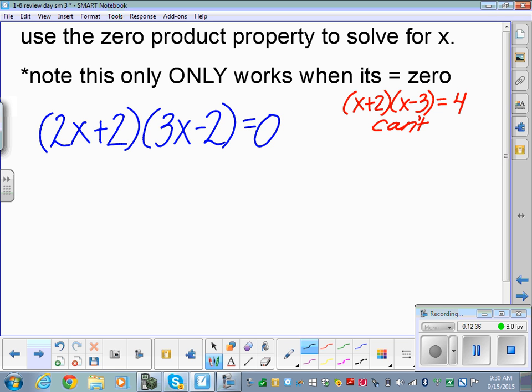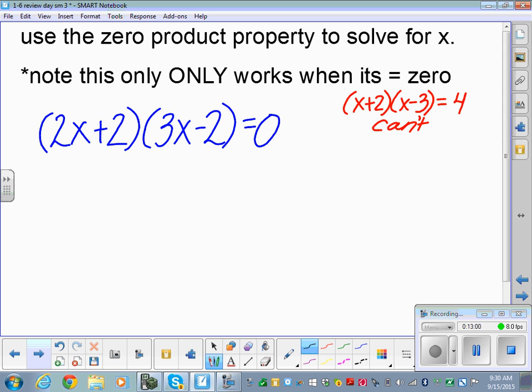Here we go. It says, use the zero product property to solve for x. This one should be a no-brainer, easiest one on the whole quiz, yet 80% of you missed it. So that's why I'm doing this one. So, use the zero product property to solve for x. So we have (2x + 2)(3x - 2) = 0. What do you notice? Those are linear factors. Are they already factored? Yeah, so we don't have to factor it.